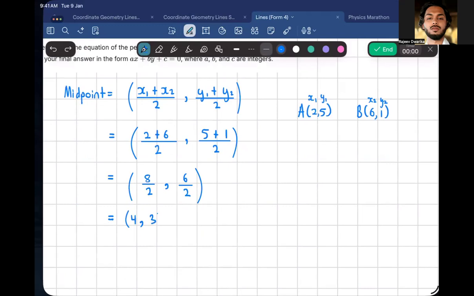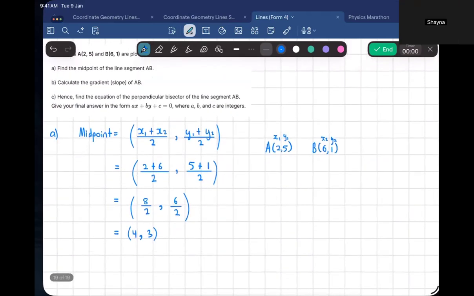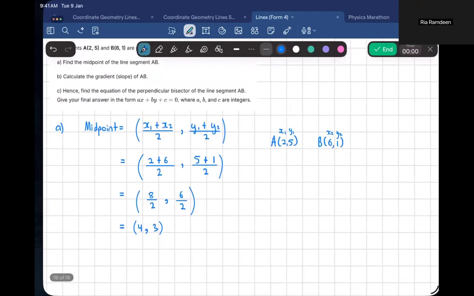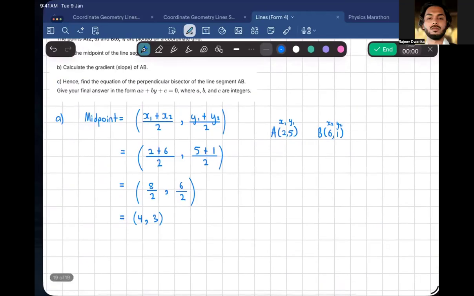Nice. So for those of you that were trying the question individually by yourself, did you all get (4, 3) for the midpoint? Yes, sir. Okay, nice. So we got part A correct. It's 2 marks we get. Lovely. Part B now. Find the gradient, the slope, of AB.